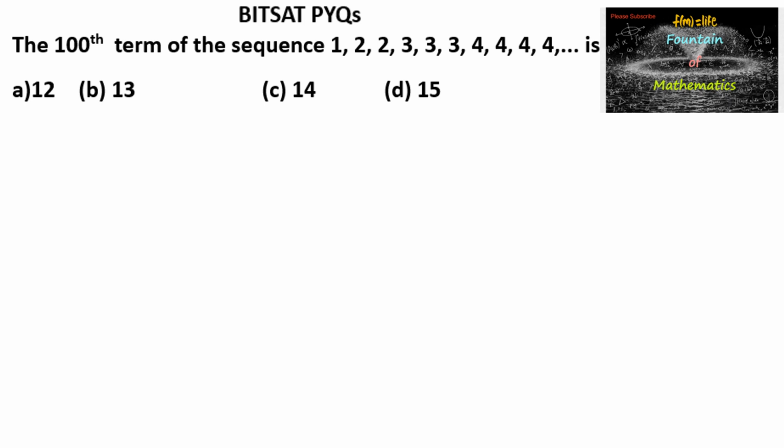Given a sequence, 1 with 1 time, 2 with 2 times, 3 with 3 times, 4 with 4 times, and 5 with 5 times, and so on it continues. Then what will be the 100th term?